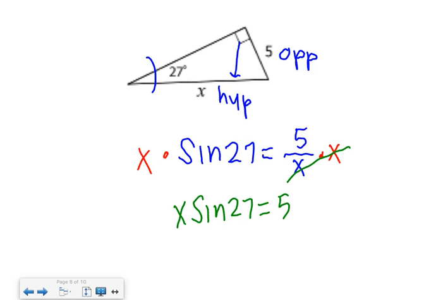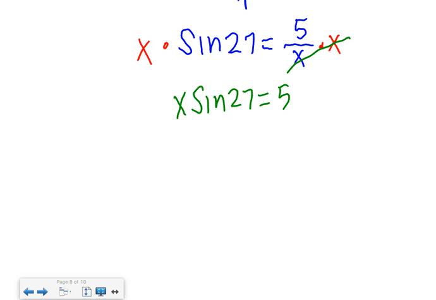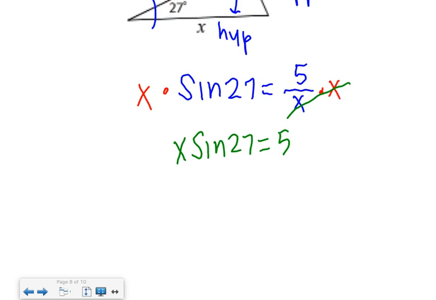Well, if I want x alone over there, how do I undo multiply by sine? Divide by sine of 27. So now in your calculator you type 5 divided by sine of 27. Yours you might have to type in 27 sine, and then just write down the decimal and then take 5 divided by it.